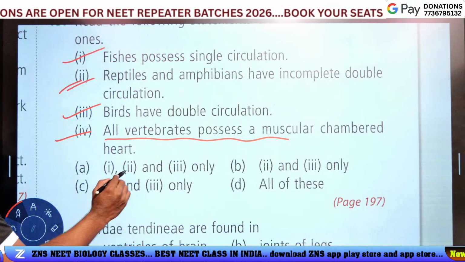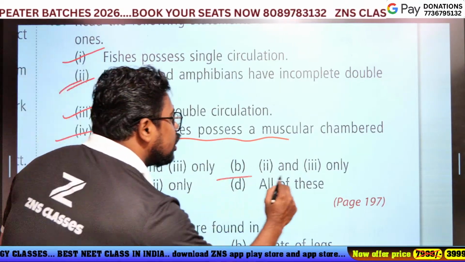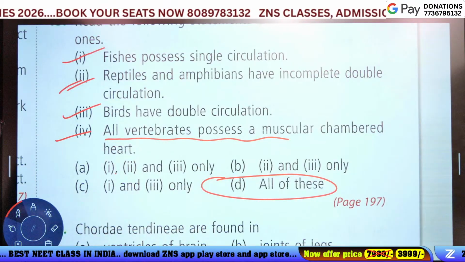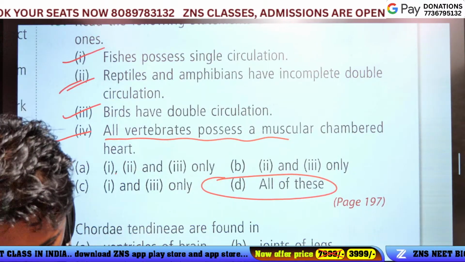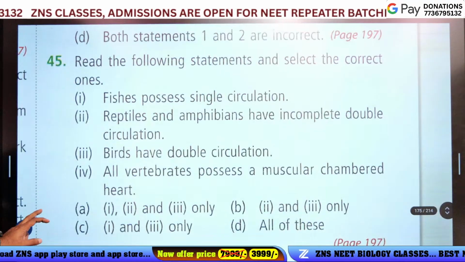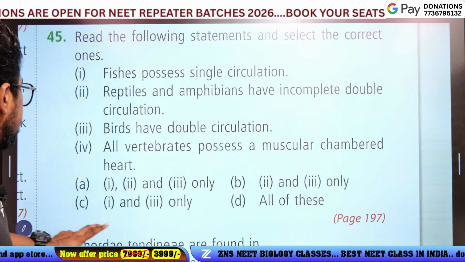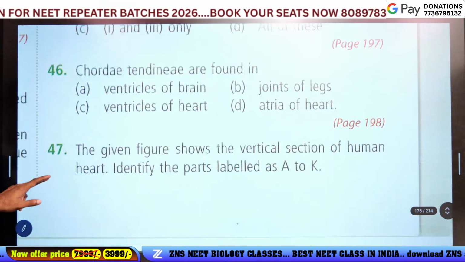Which options are correct? 1 and 2, 3 only? No. Option D, all of these. All options are correct. Option D is the answer. Select the correct option. It's all of these, all are correct. Option D is the answer. Okay, the next one, 46th question.